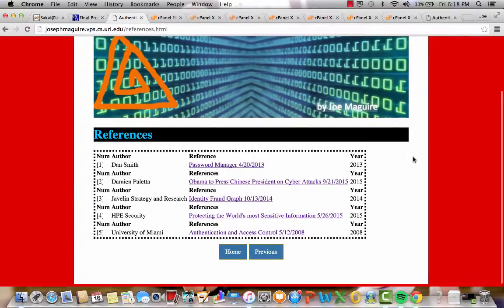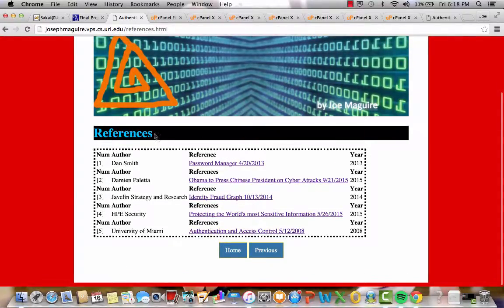Final page of my website is my references page. As you can see, I have 5 references that I used for information to help me create this website. The first is by author Dan Smith, and it's a password manager. It's a website just talking about password management. The second is Damian Paletta, and he wrote an article about Obama. He basically summarized an exchange between Obama and the Chinese president on the growing concern of cyber attacks.